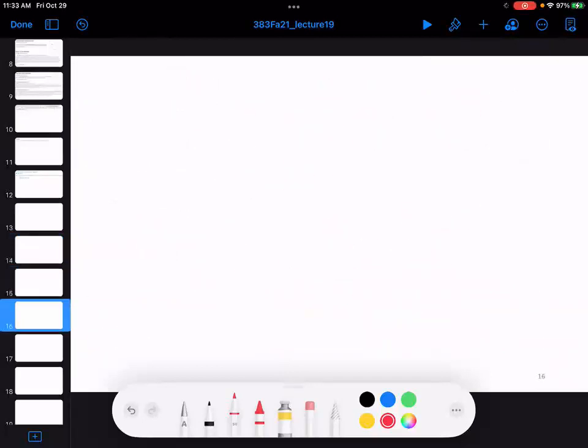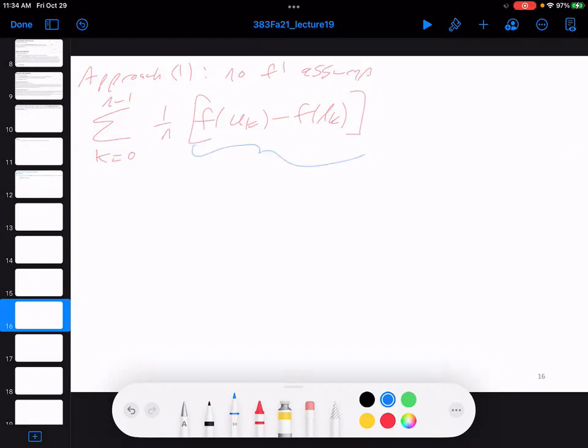So let's go and now do approach 1. So no f prime assumption. So we have the sum k goes from 0 to n minus 1 of 1 over n of f of uk minus f of lk. What can we say about this sum? What can we say about f of uk minus f of lk?